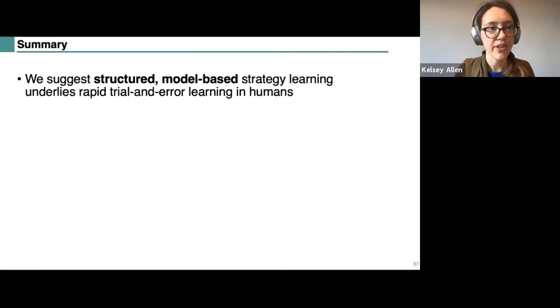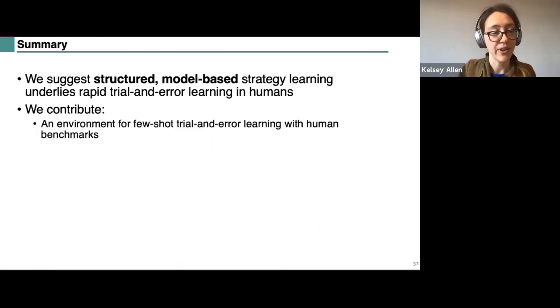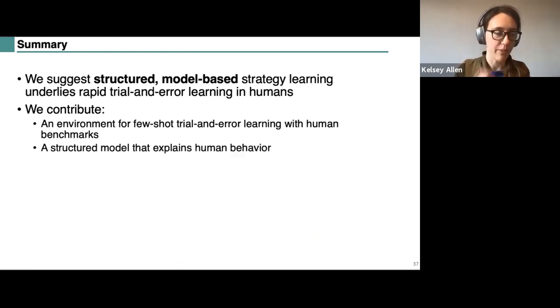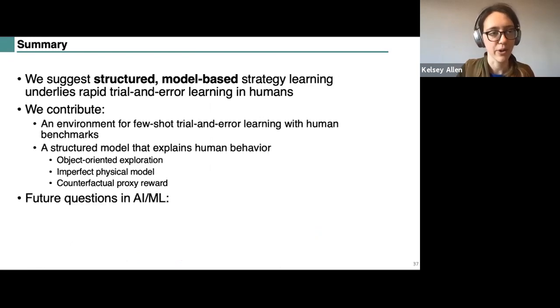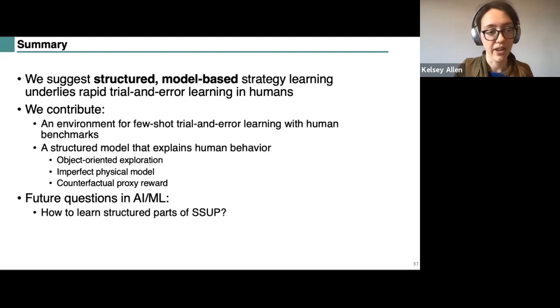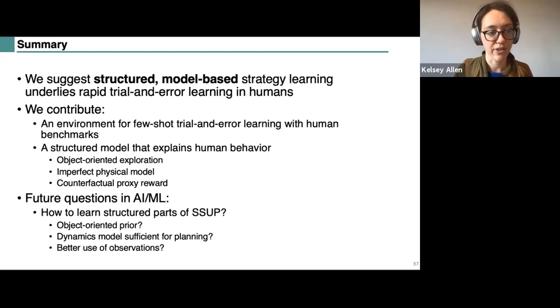So to sum up this part, we suggest that structured model-based strategy learning is underlying rapid trial and error learning in humans. And we contribute an environment for few-shot trial and error learning with human benchmarks, and a structured model that explains human behavior in this setting, which includes object-oriented exploration, an imperfect physical model, and a counterfactual proxy reward. And we think this opens up a lot of interesting questions for AI and machine learning, i.e. how to learn the structured parts of this SUP model and potentially improve upon it in various ways. So the object-oriented prior, the dynamics models, and better use of observations.